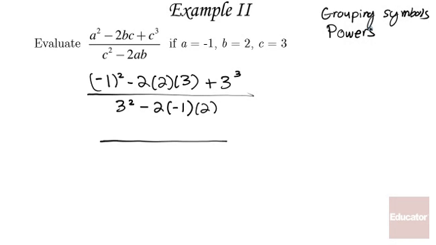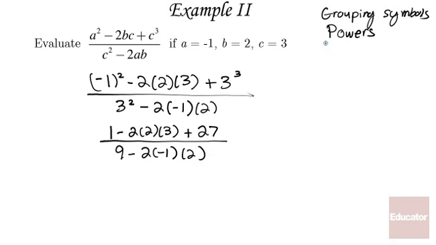And negative 1 times negative 1 is 1. And then I have 3 cubed. That's 3 times 3 is 9, times 3 is 27. Okay, I can do the same thing in the denominator. I can just do these both in parallel. And so I'm going to evaluate the powers in the denominator. 3 times 3 is 9. And then I don't have any more powers. Okay, so I took care of that.